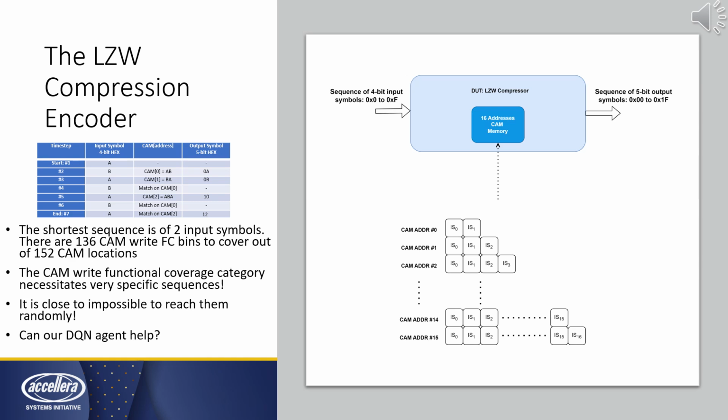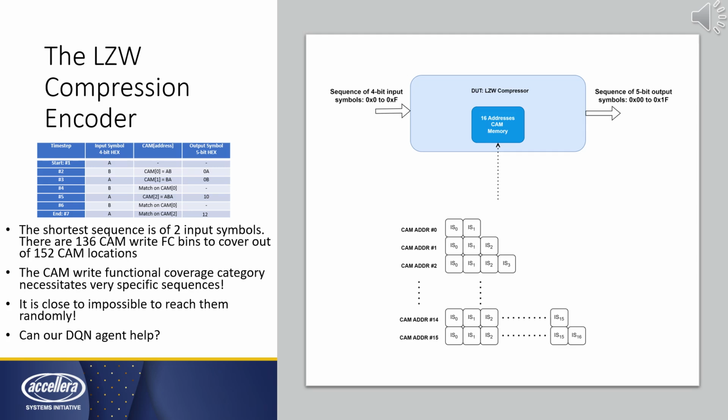Now, if we define the functional coverage to be every possible write to this CAM, it turns out that we have 136 CAM write functional coverage bins, because on address 2 I can keep 2 symbols, and on address 15 I can keep 17 symbols.